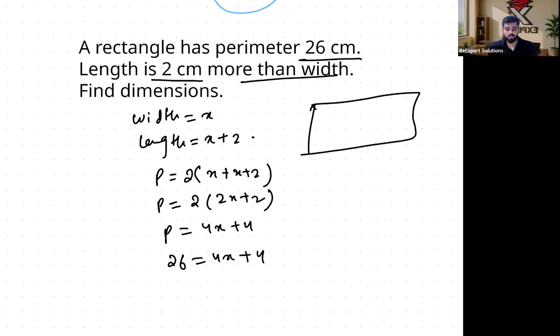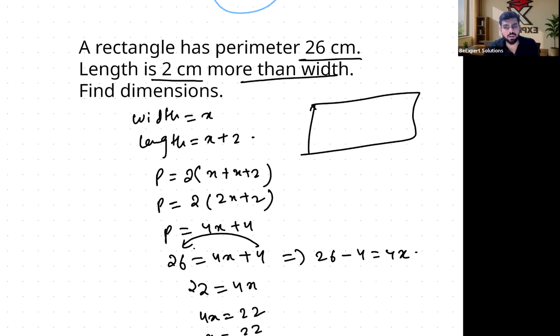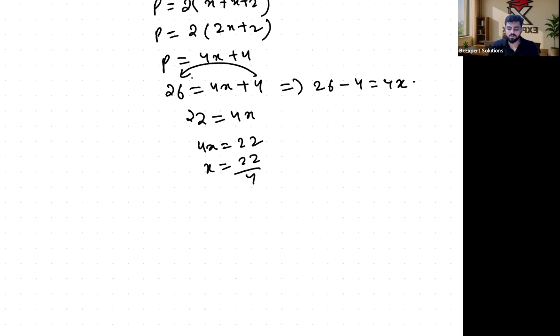If you subtract, 22 equals 4x, because you take 4 to the other side and you subtract it. If you don't understand, I'll write down 26 minus 4 equals 4x. And then your 4x is 22, right? So x would be what? 22 divided by 4. And you can figure out the value of x from here.